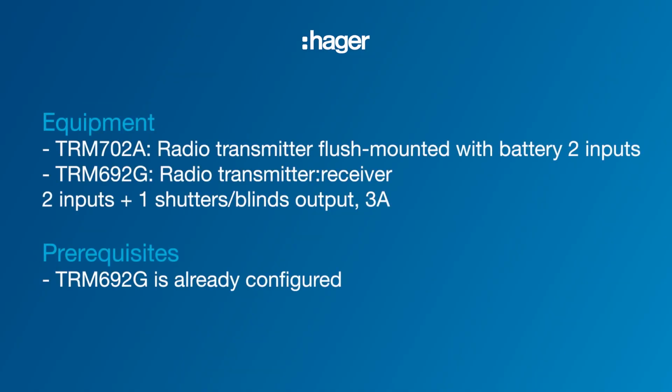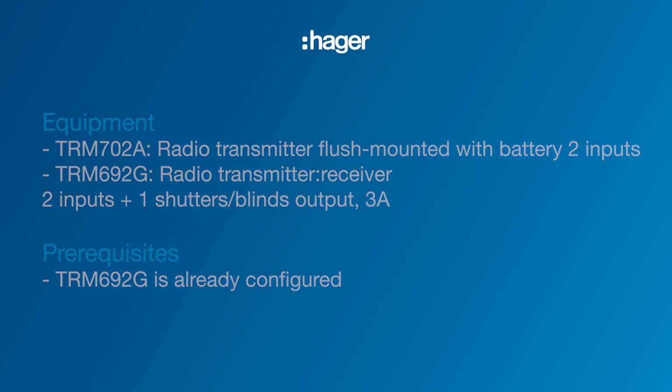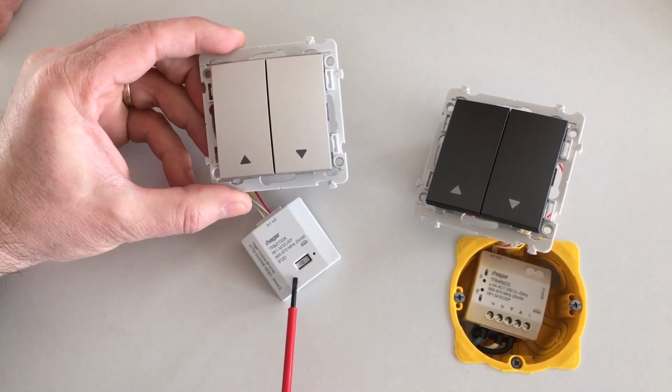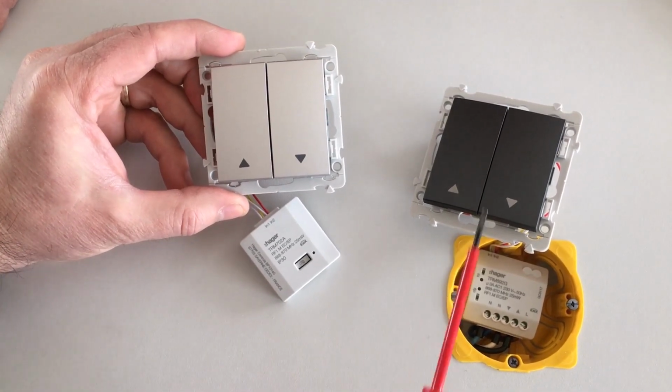Hello everyone, we will show you how to add a micromodule to centralize the shutters. To do this, we have one radio transmitter flush mounted with battery 2 inputs, TRM702A, and one radio transmitter receiver, 2 inputs with one shutter's blinds output, 3A, TRM692G. We are going to link both transmitters to centralize the shutters.